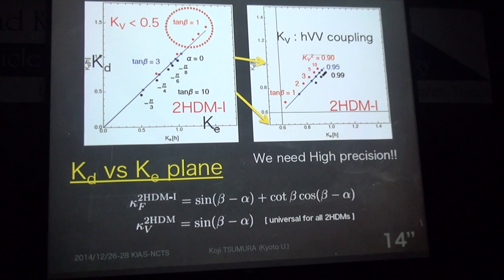So now I change the parameter. I take the parameters tangent beta and alpha, but I change to a more reasonable parameter here. Kappa B is the Higgs gauge coupling, and the usual tangent beta, probably more familiar to you. In this plane, the Higgs coupling deviates as a function of tangent beta and cosine kappa B squared. This is a prediction. So to distinguish these parameter dependences, we need very high precision in the Higgs coupling measurement.